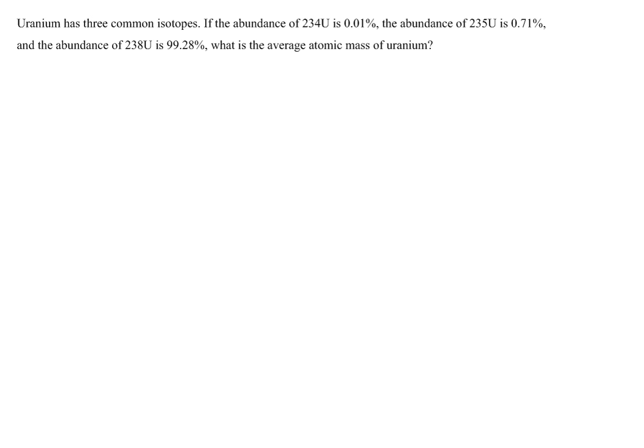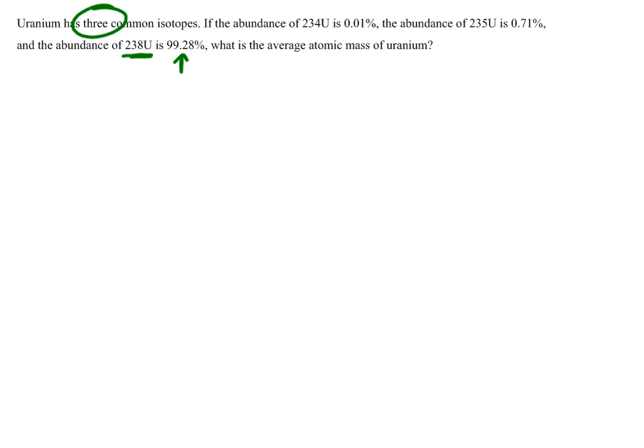Okay, here we go. Uranium has 3 common isotopes. If the abundance of uranium-234 is 0.01%, the abundance of uranium-235 is 0.71%, and the abundance of uranium-238 is 99.28%, what is the average atomic mass of uranium? Hopefully when you look at those values, you know that your average atomic mass is going to be closest to 238. Why? Because of that overwhelmingly high abundance in comparison with the other two.